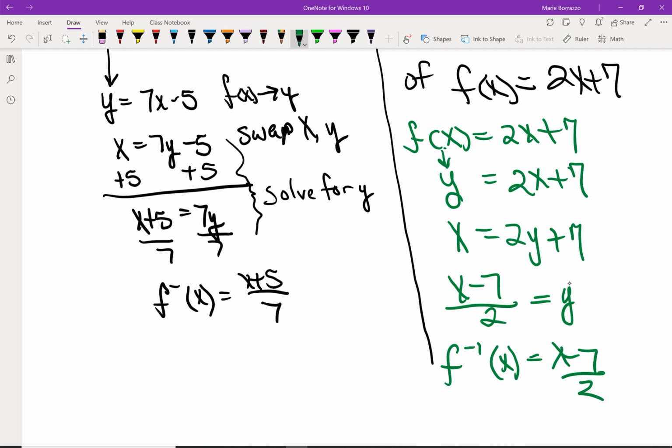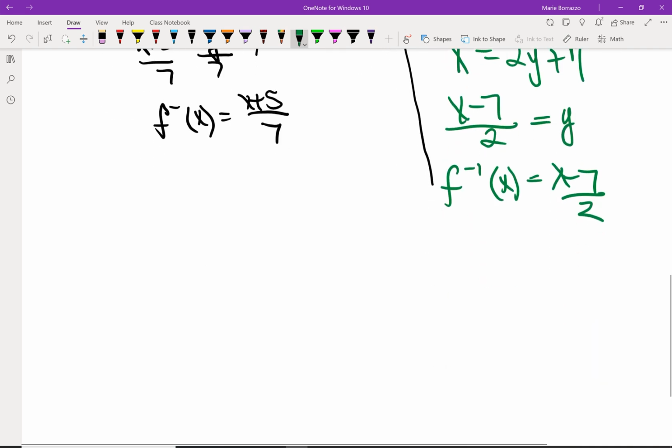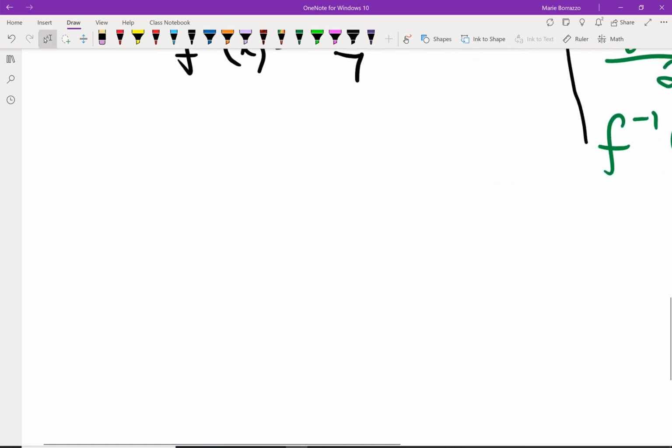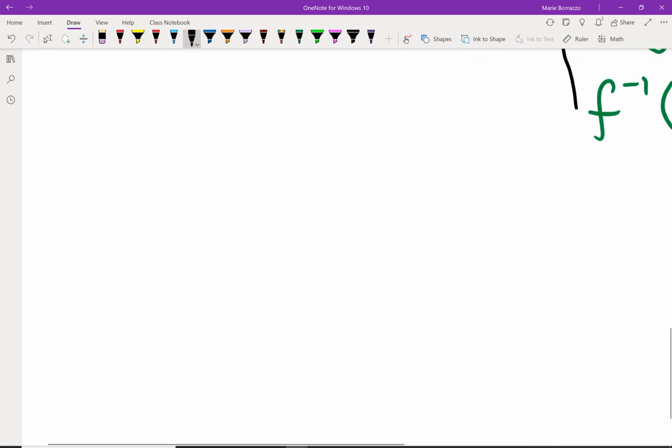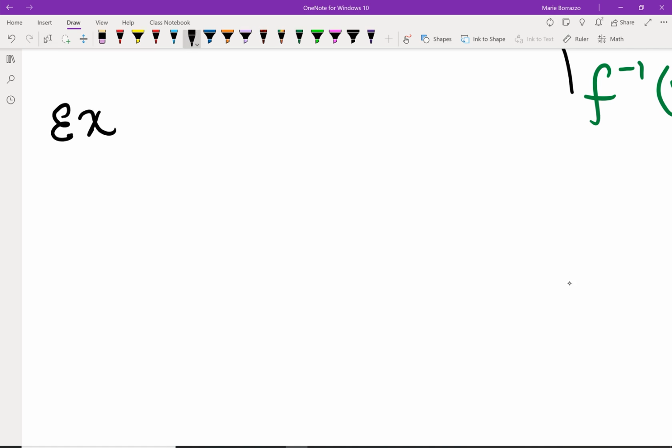Example 3 is more of the same. We're still finding the inverse of a function, except now I'm throwing you into deeper waters. I like deep water. You can swim and not know if you're going to be eaten in the next 10 seconds, but it's fun. Okay, so here's example 3.